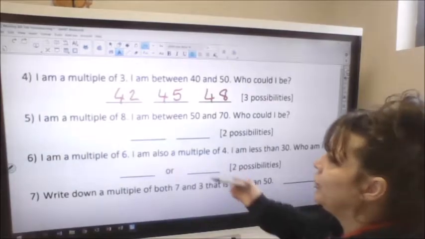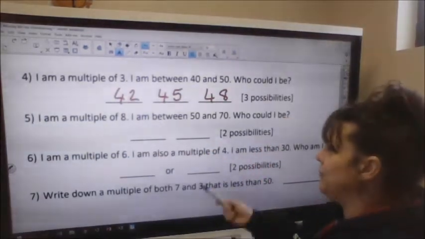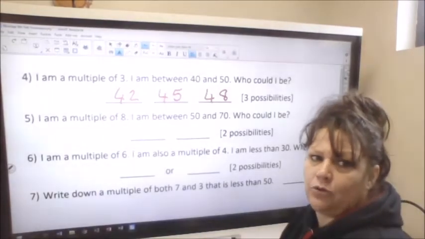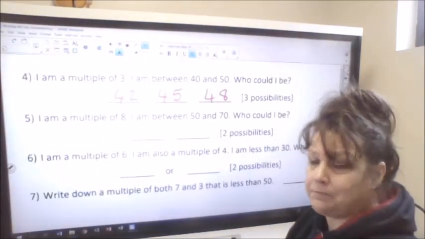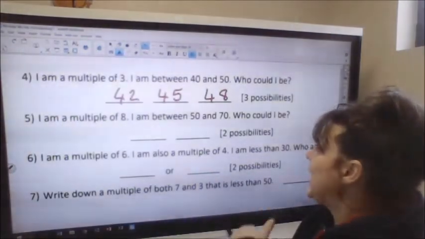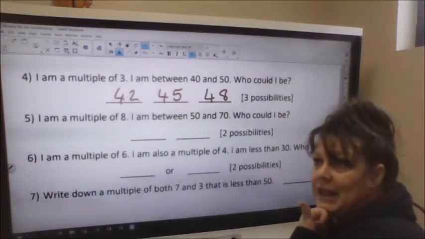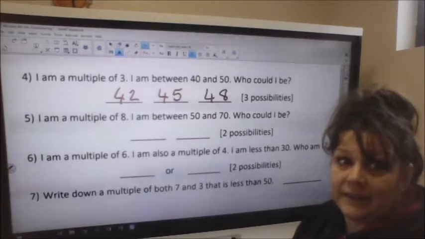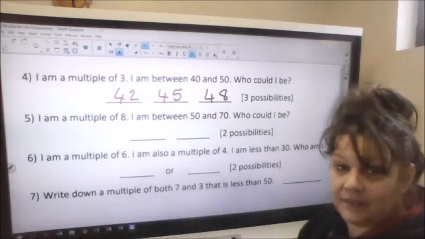Okay, so now I'm a multiple of 8. I'm between 50 and 70. Well, if we think about our 8 times table, well, straight away, I can think that 7 times 8 is 56.